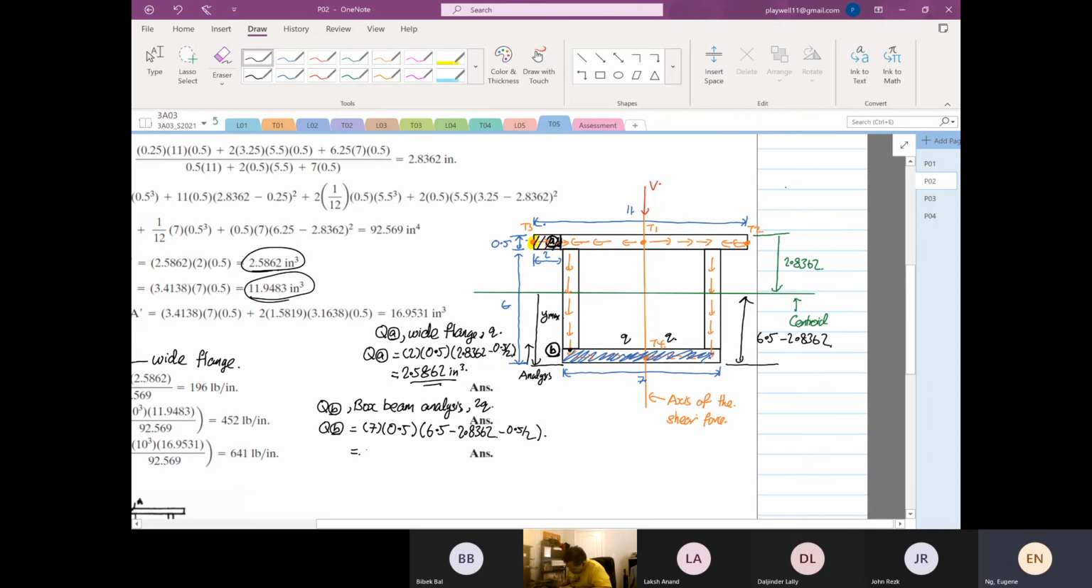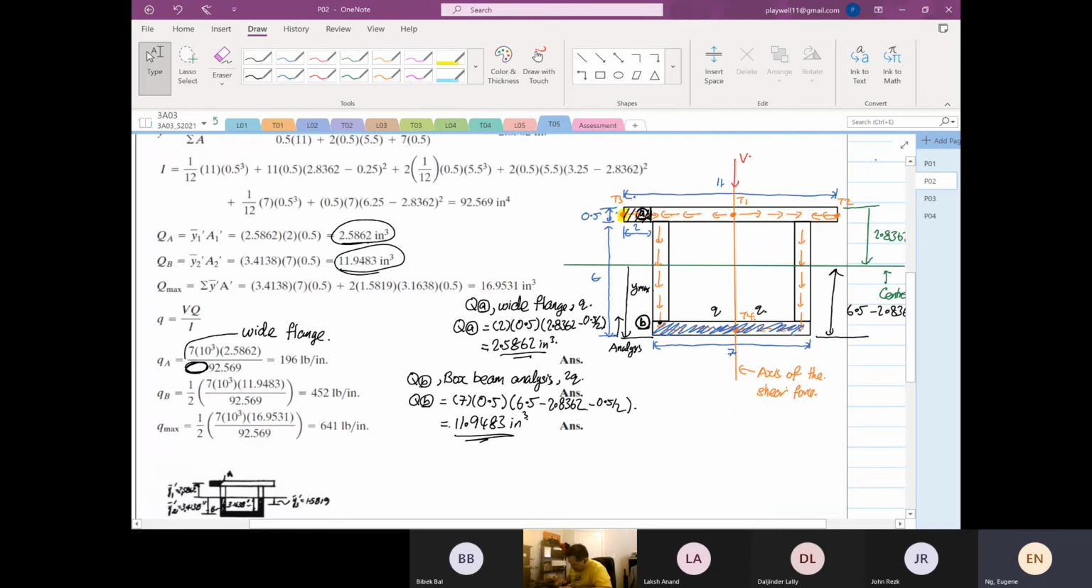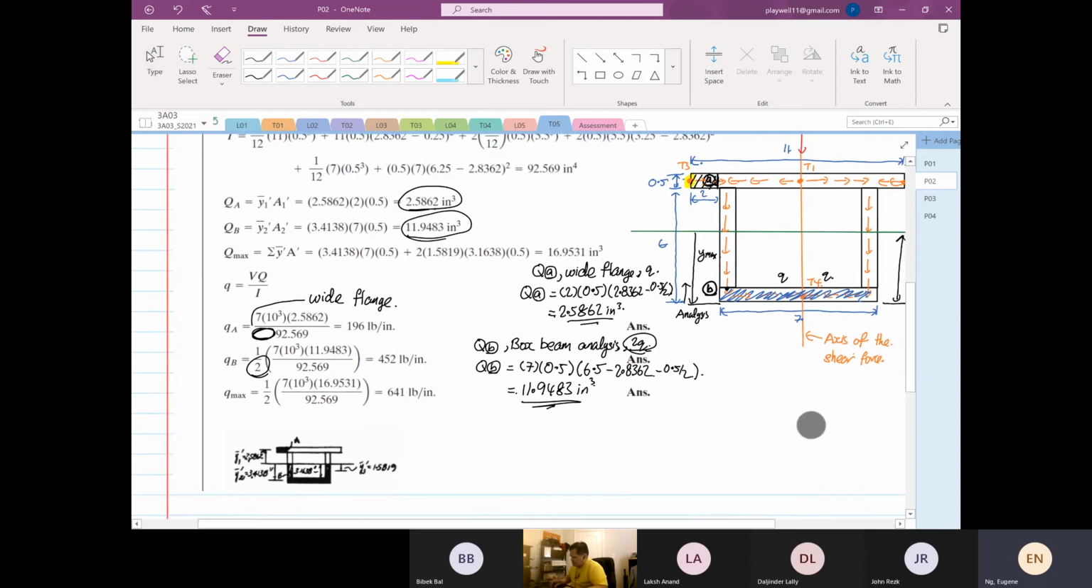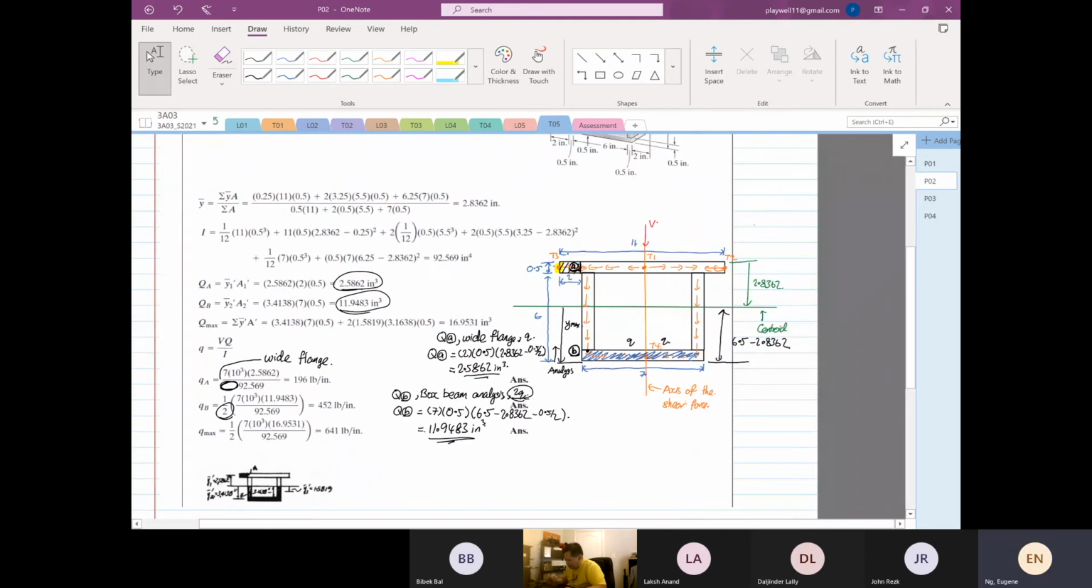11.9483 inches to the power 3. Right? And you can see at point B, they have to divide by 2 because you have 2Q. Okay. So this example is a combination of the example we did in class on Tuesday, if you combine both the flange and the box beam.